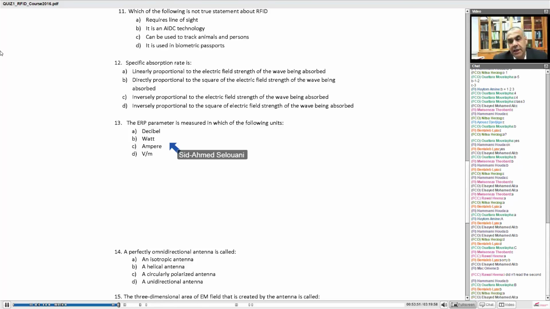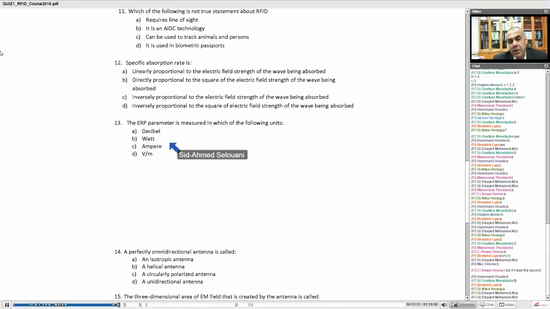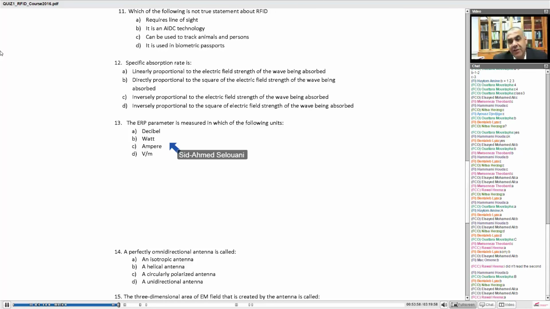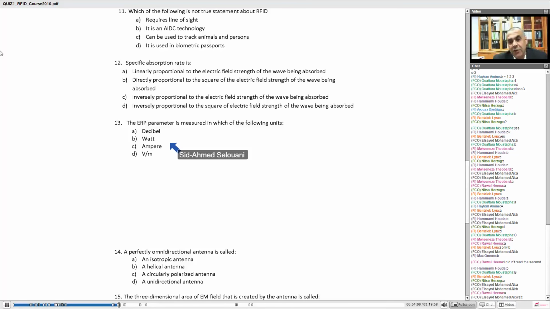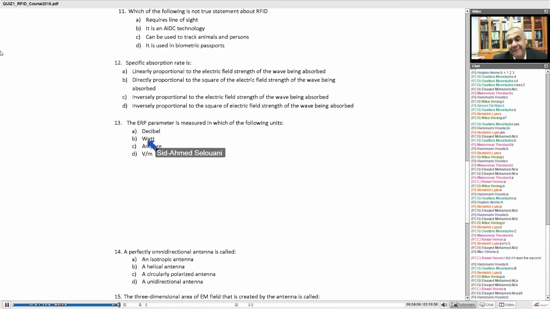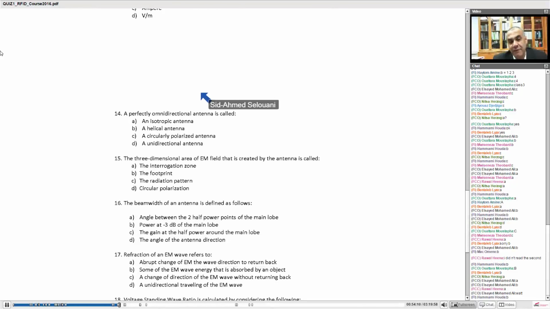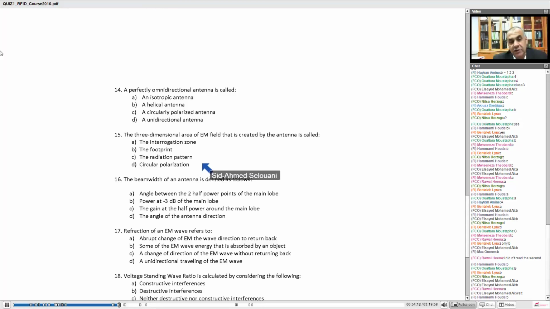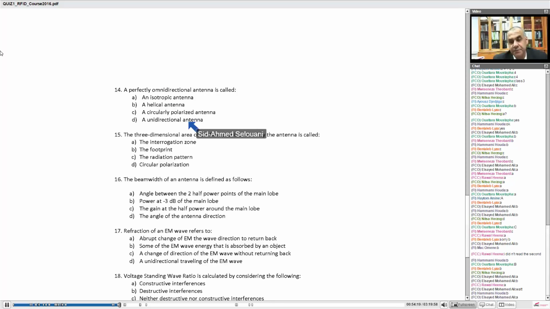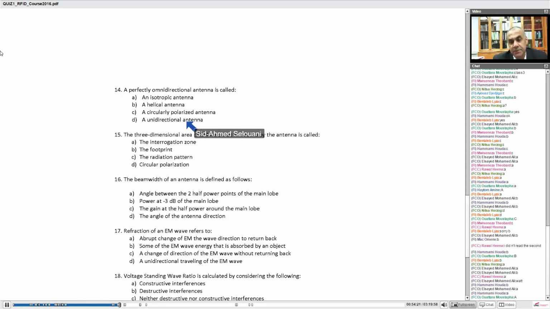Question 13. The ERP parameter is measured in which of the following units? Yes, so it's B. B, I told you this morning. So just read your documents and notes.